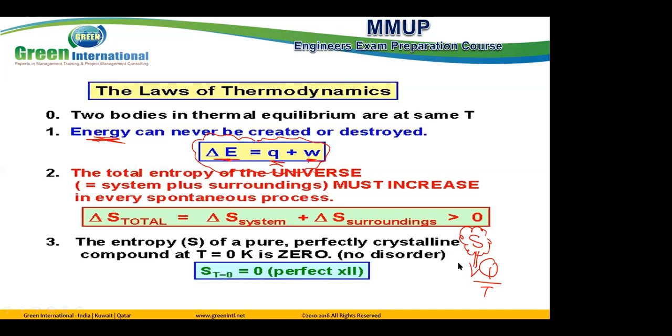Q over T, yes. So if delta S system, where S is the symbol for entropy, plus the change of entropy for the surrounding is more than 0, you are safe. You are in a normal, applicable system. But if this addition is less than 0, it means this system is impossible, not applicable.